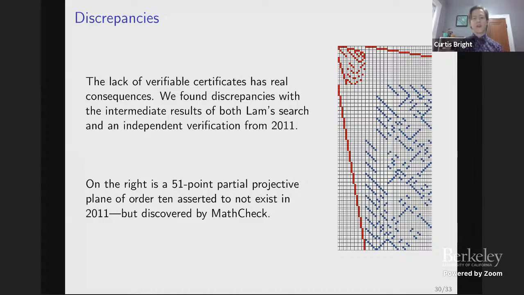This is a 51-point partial projective plane, which was explicitly asserted not to exist in the 2011 verification, and we found it, right? So there must have been a bug in the previous search. We don't have access to their source code, but we know it must be buggy because they didn't find this partial solution, which they should have found. Although our final results did correspond, we did not find the projective plane of order 10.